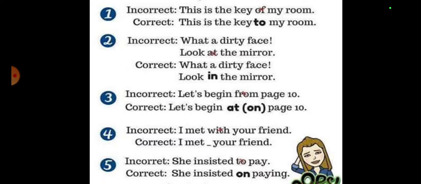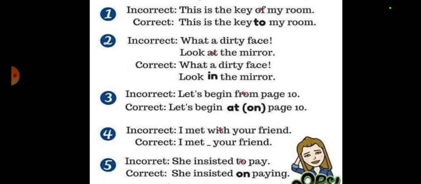The very first is, this is the key of my room. It is wrong. We should say this is the key to my room, right? And looking at the mirror is wrong. We should say looking in the mirror. Let's begin from page 10. No, it should be let's begin at or on page 10. And meeting with someone is completely wrong. I met your friend only. This is a right sentence.